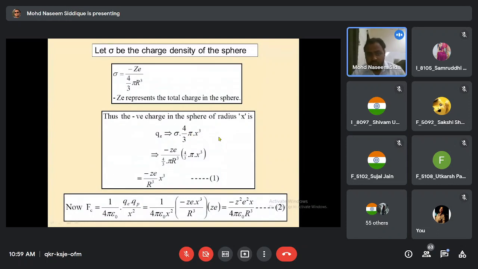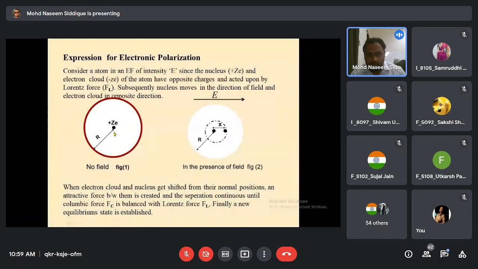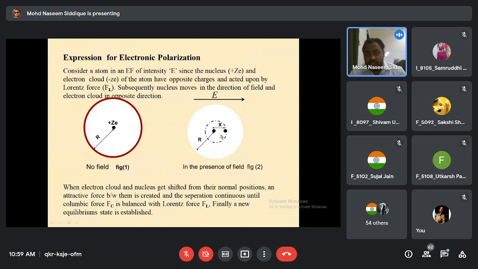Actually, we are just determining the value of the charge in the small sphere, as you can see in this picture. This is the big sphere, as you can see in the red portion, and we are determining the small sphere of radius x. So q is equal to, after simplifying the equation, minus ZE upon R cube times x cube. Now I told you there must be a compensation between the Coulomb force and the Lorentz force. What is the Coulomb force between the positive and negative charges?